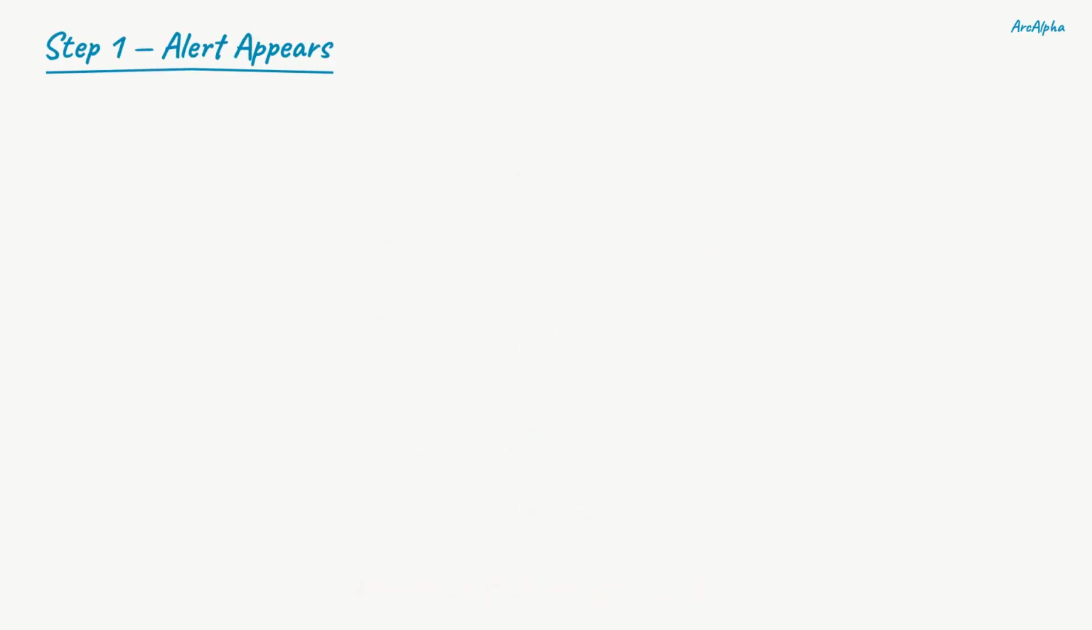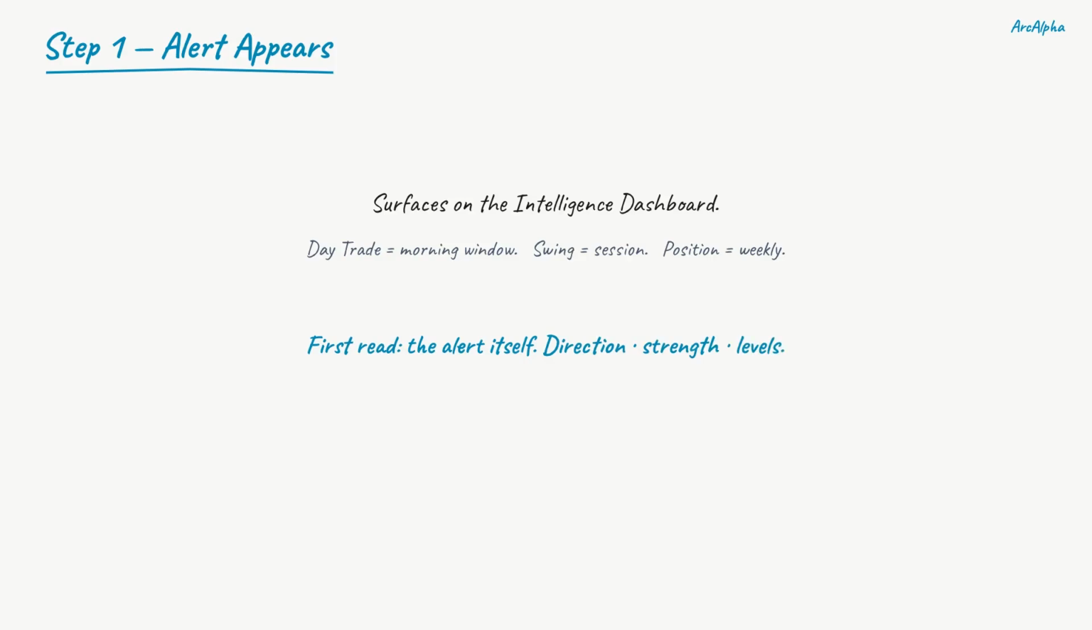Step 1, the alert appears. It surfaces on the intelligence dashboard inside ArcAlpha, typically inside the morning intraday window for day trade cadence, throughout the session for swing, and on the weekly cadence for position. First thing to read: the timing badge, wait, act, or pass. If pass, you are done, the system will surface another alert, move on. If wait or act, you continue to step 2.